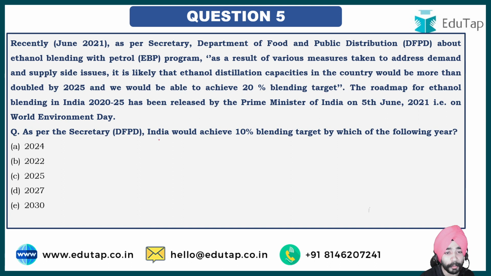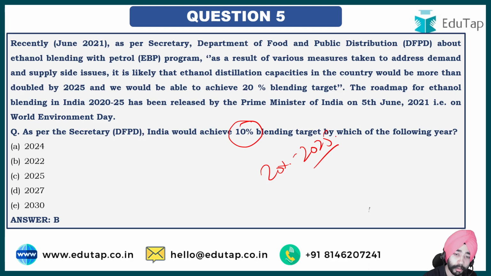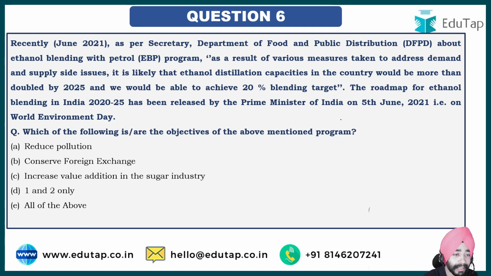Then guys, about the other important thing, the ethanol blending program, the target of 10% we know will be achieved by the year 2022 and 20% we have to achieve now by 2025. Then guys, the objective of this program we know: reducing the pollution, conserving the foreign exchange, increasing the value addition in sugar industry. So everything is the objective. Because it will be catering to all of the things, all of these are the objectives, which means all of the above is the right answer.